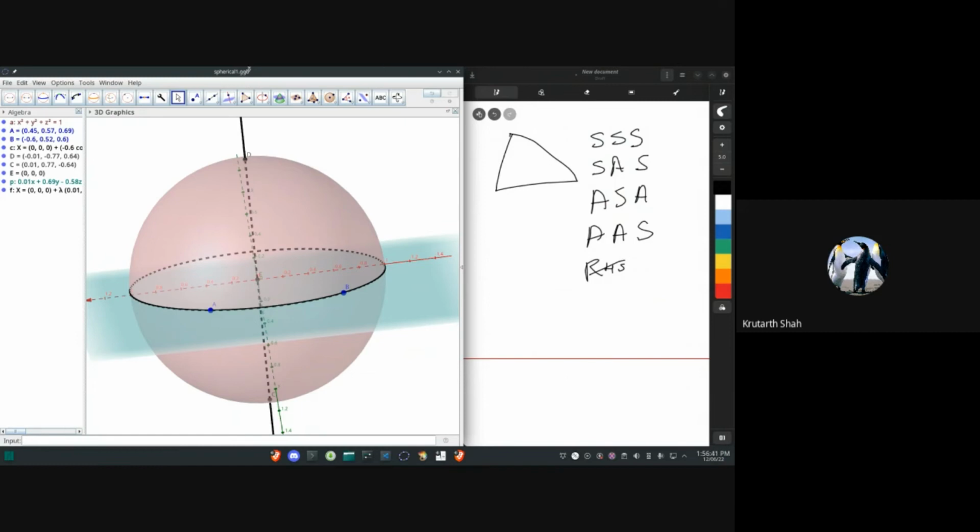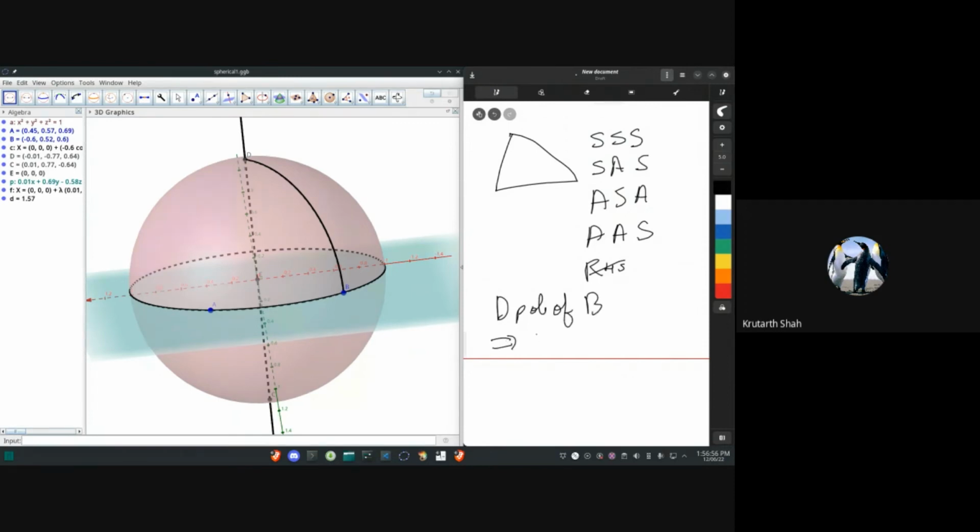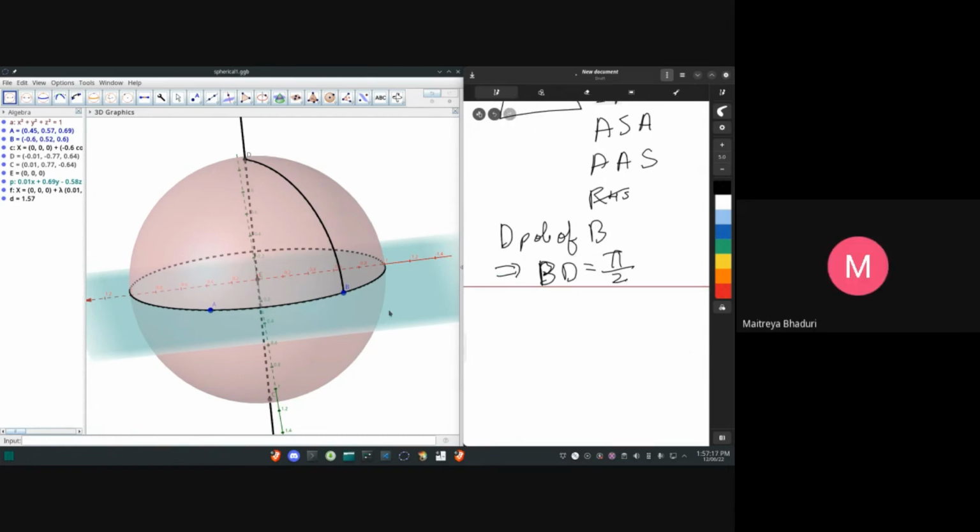So just a simple lemma. If D is the pole of AB, then DB is equal to 90 degrees, or pi by 2. This is the spherical length, so the arc length. Does anyone want to prove this? You said D is the pole of B. Yeah, D is the pole of B. Shouldn't it be pole of AB, like you said, pole of a line? Oh, sorry, yeah, pole of AB. My bad. Right.